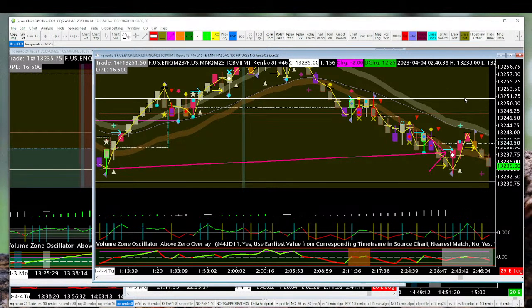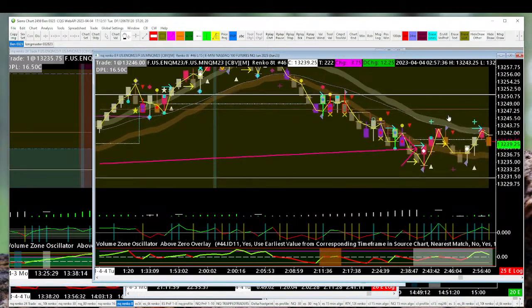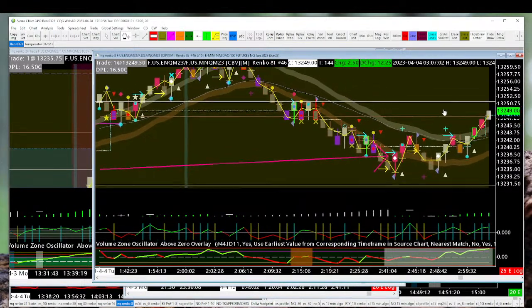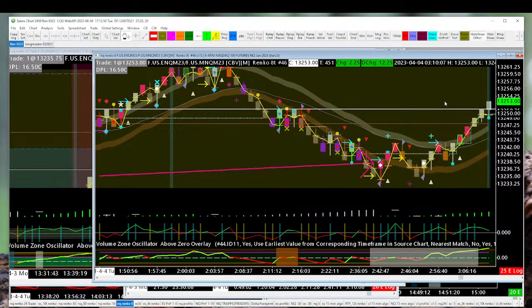So our level's still up there, right? We gotta make our way back there. Okay, so now we've gotten back to the level, right? And so we just asked the same question. Do we know who owns the level? And the answer is, well, at the moment it looks like bears are trying to take it. Can they resist it and reject it and retest it? And so far, no. We have an aggressive trader on the bull side trying to reclaim it, right?